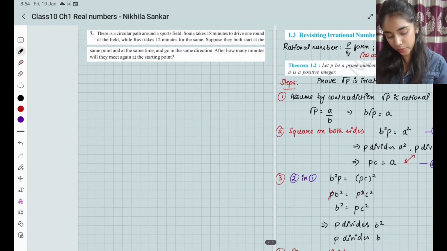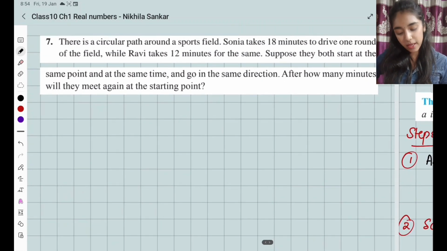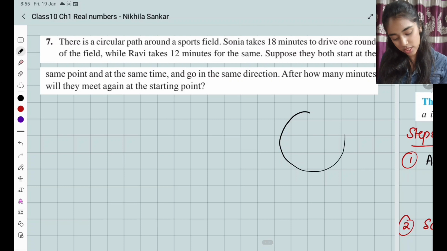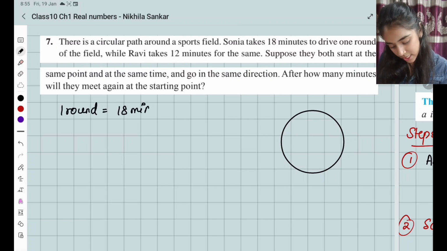Now, question number 7. Let's see a word problem. Okay. So there is a circular path around a sports field. Ippo oru circular path irukku. Okay. Sonia takes 18 minutes to drive one round of the field. So ippo one round is going to take 18 minutes for Sonia. Okay. While Ravi takes 12 minutes for the same. Ippo Ravi ku one round is going to take him 12 minutes.